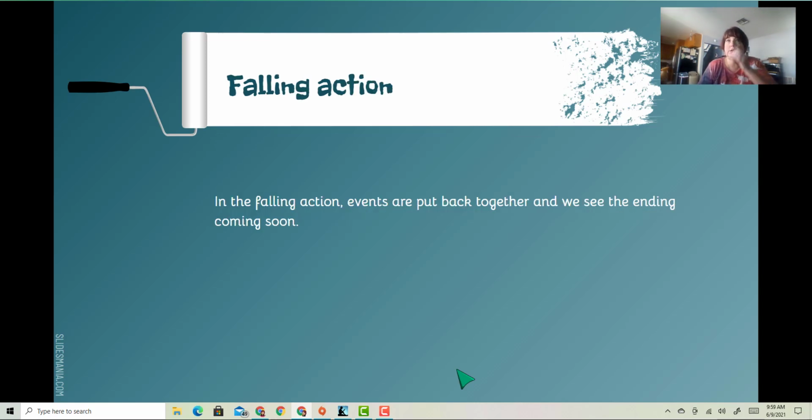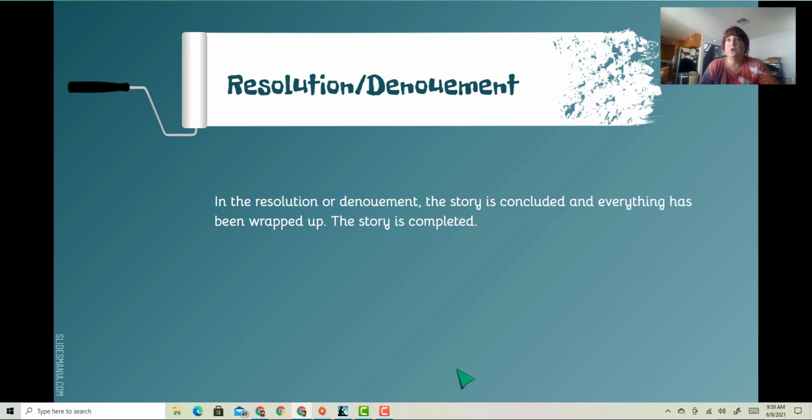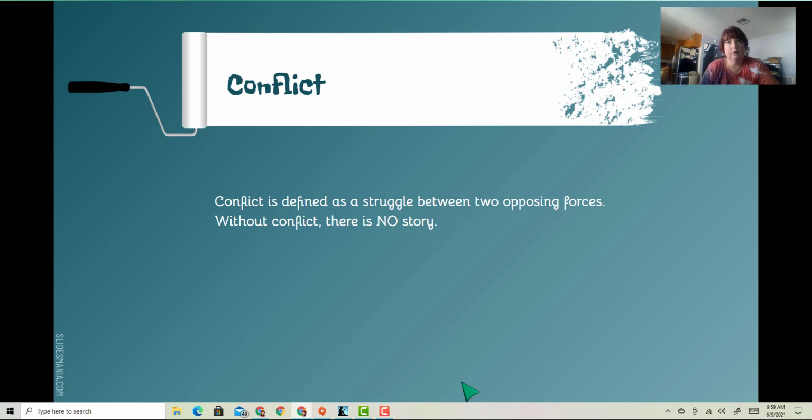In the falling action, events are put back together and we can see the ending coming soon. This is the search for the girl who fits the slipper. And when we get to Cinderella and he finally puts that slipper on, our falling action has concluded. In the resolution, or denouement, the story is concluded and everything has been wrapped up. The story is completed. And Cinderella and the prince got married and lived happily ever after. The end.